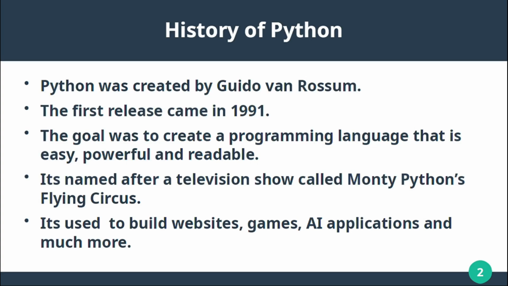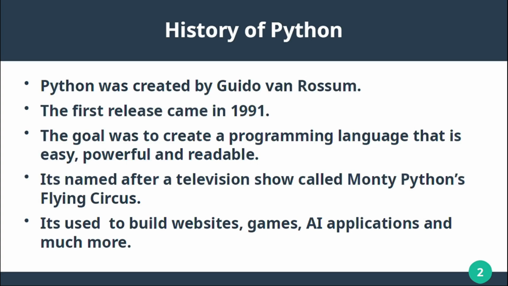It's named after a television show called Monty Python's Flying Circus. Many individuals think that Python is named after a certain kind of snake, but that's not true. It is actually named after a TV show about a circus. In modern day, it is used to build websites, games, AI applications, automation, and many more advanced applications.